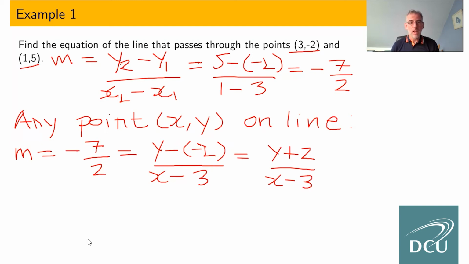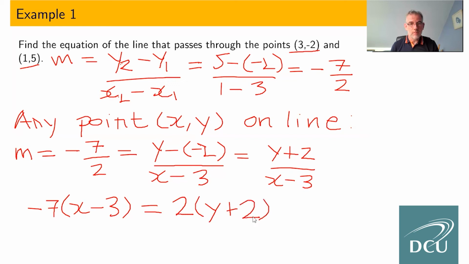So if I multiply both sides by x minus 3, I'll get minus 7 times x minus 3. Multiply both sides by the 2 on the left-hand side here, I get 2 times y plus 2. That will give me minus 7x plus 21 is equal to 2 times y plus 4. Okay, so I'm just about there.